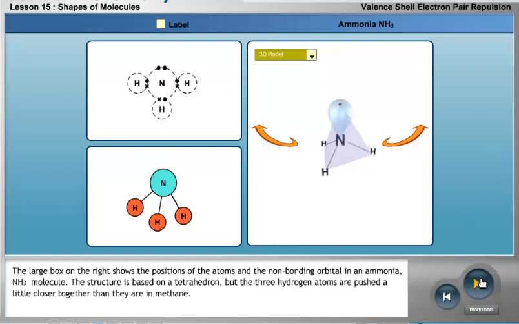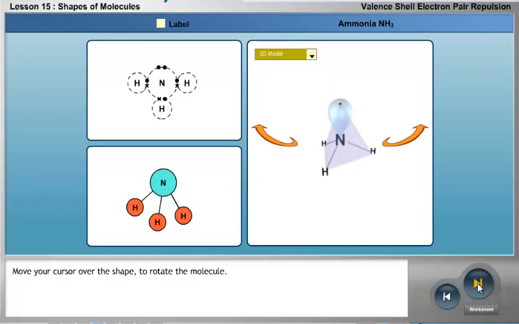The large box on the right shows the positions of the atoms and the non-bonding orbital in an ammonia NH3 molecule. The structure is based on a tetrahedron, but the 3 hydrogen atoms are pushed a little closer together than they are in methane. Move your cursor over the shape to rotate the molecule.